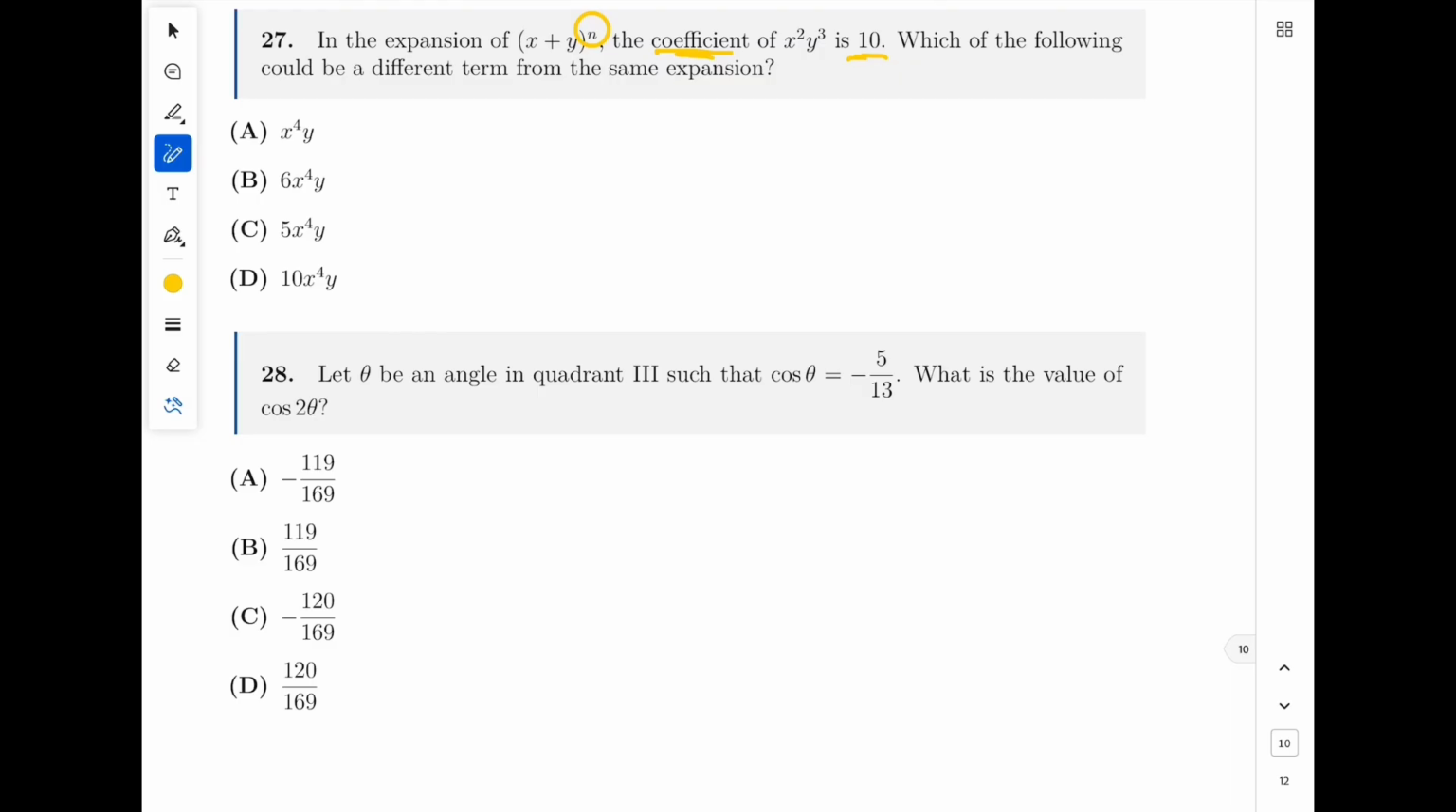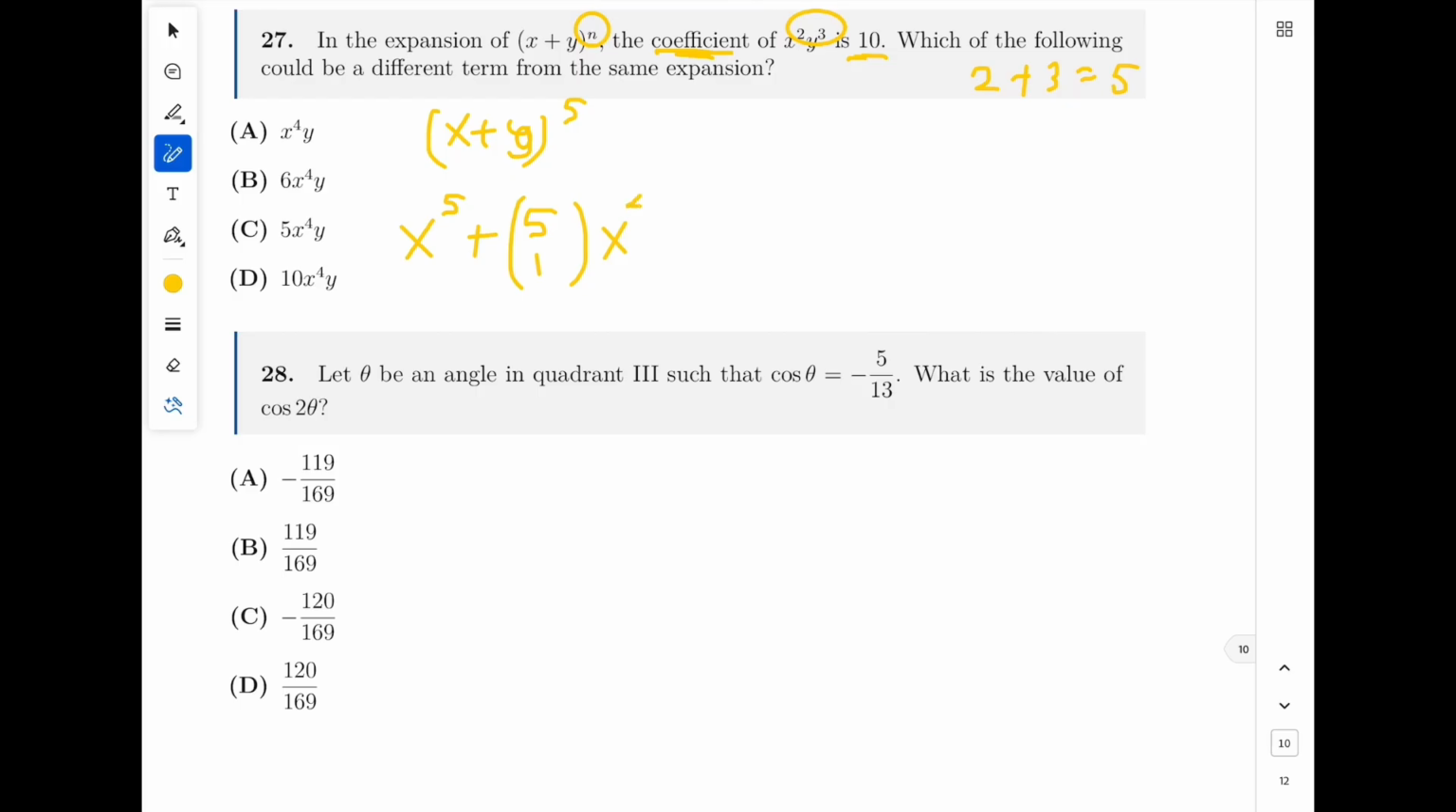But let me tell you something. We all know that the sum of powers is equal to n, right? So 2 plus 3 must be equal to 5, whatever the coefficient is. So we know that the expansion that we're talking about is x plus y to the power 5. And according to the binomial expansion, we'll expand it. I have a really good video on binomial expansion. If you'd like to, that'll make the entire thing clear.